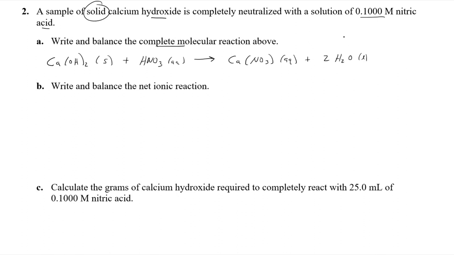So there we go. We want to make sure it's balanced. I've got one calcium. My hydroxides and whatnot are over here. Good. Oh, looks like I forgot to write my subscript to balance it, right? Nitrate is 1-, calcium is 2+, which means we're going to need 2 of that, which makes sense.